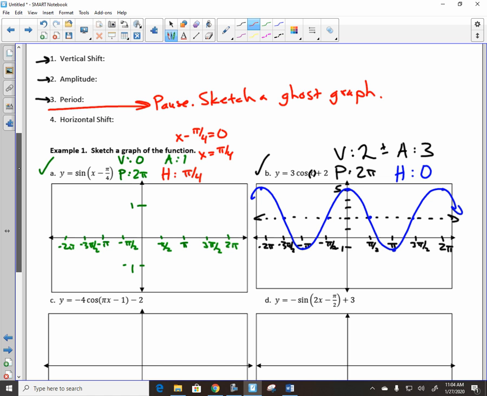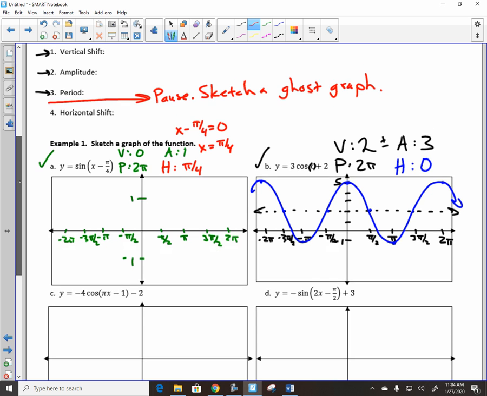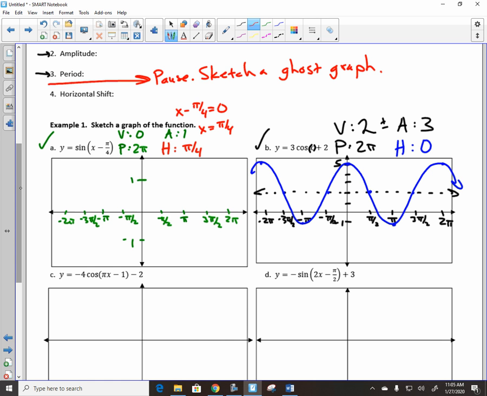The horizontal shift is very challenging for many people to apply right now. And so I think it's most helpful if we sketch a ghost graph. I call it a ghost graph because it's not the actual graph, it's the graph that helps us sketch the correct graph. So forget about the pi over 4, just focus on the green. Where will this graph start? Starts at 0, will we start by going up or down? Up. So I'm going to make my sketch, but instead of drawing a solid graph, I'm just going to draw a dashed graph.